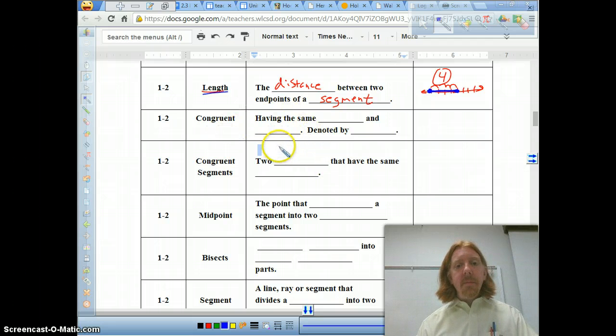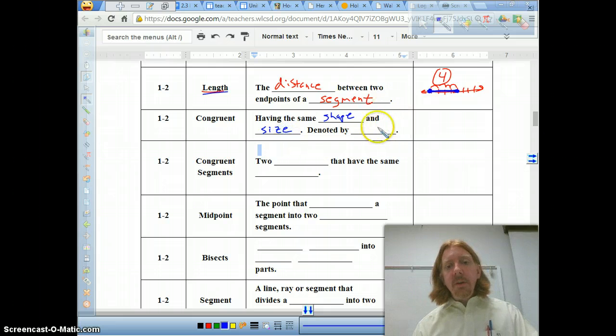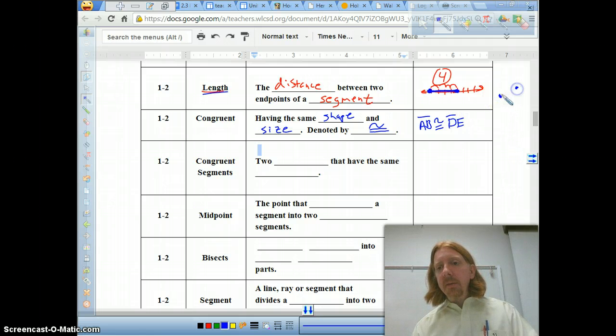Congruent. Having the same shape and size. Denoted by a squiggle over an equal sign. So for example, I can talk about how segment AB is congruent to segment DE. What that means is that those two segments, there's one, we'll call that segment AB. That segment is the same size and shape as this segment, DE.